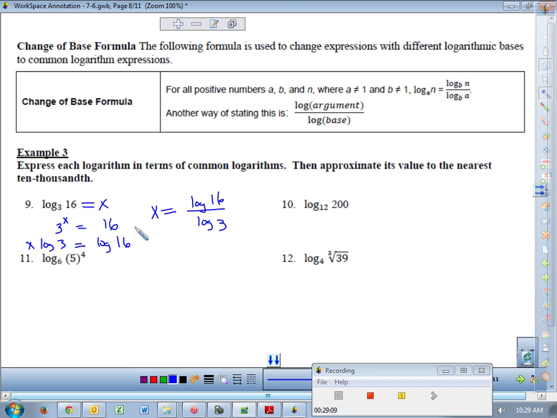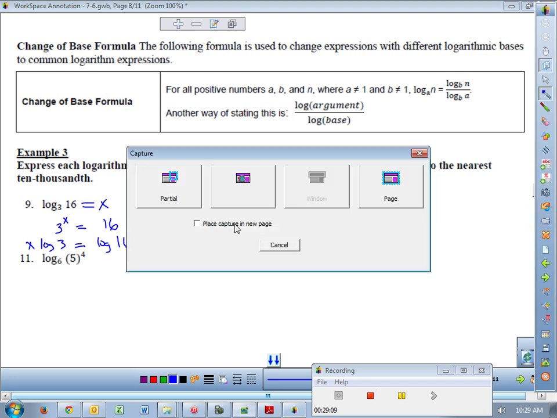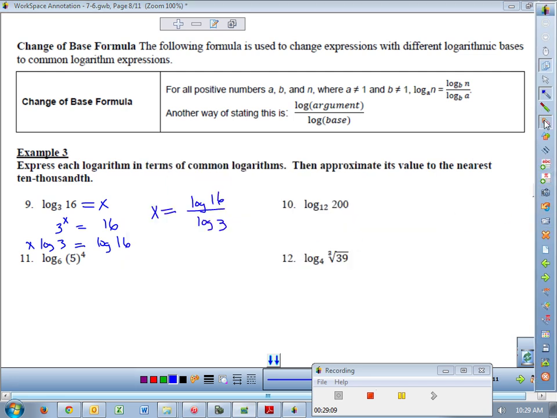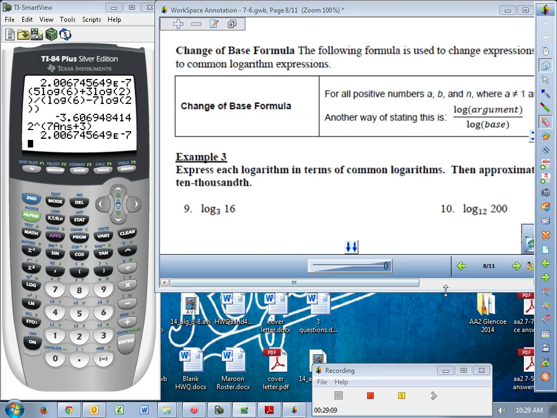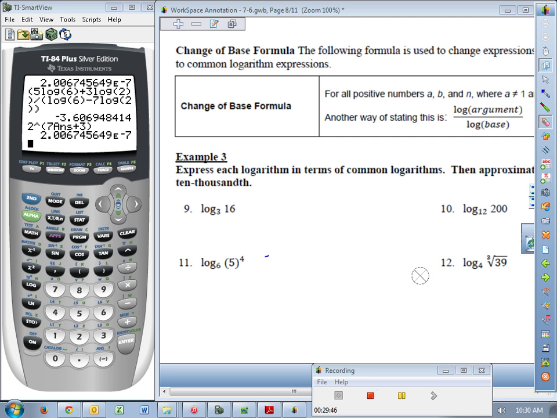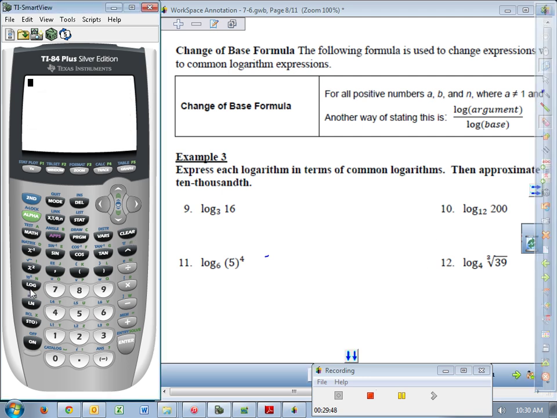So this happens every single time. If we've made you rewrite it exponentially, then log both sides. It's always the log of the argument divided by the log of the base. So let's punch that in. Cancel. I want an eraser is what I want. Let me get to my calculator screen. I want log of what divided by log of what? Log of 16 divided by log of 3. And you tell me, is this going to give me the right answer?